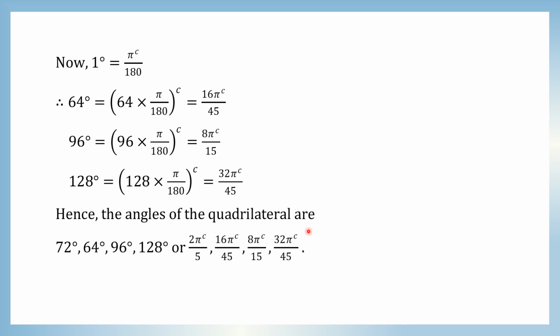Hence the angles of the quadrilateral are 72 degree, 64 degree, 96 degree and 128 degree, or in radians 2 pi divided by 5, 16 pi divided by 45, 8 pi divided by 15, 32 pi divided by 45.